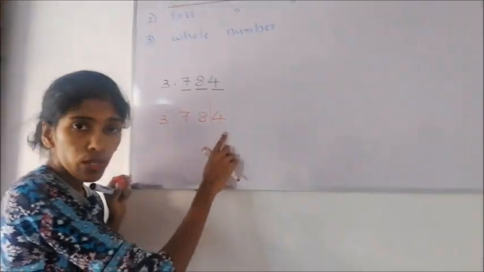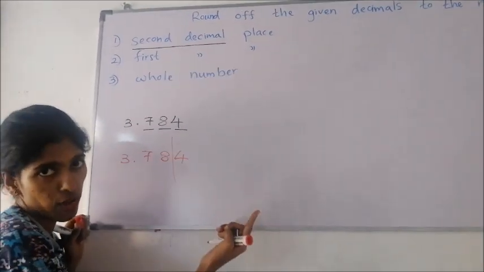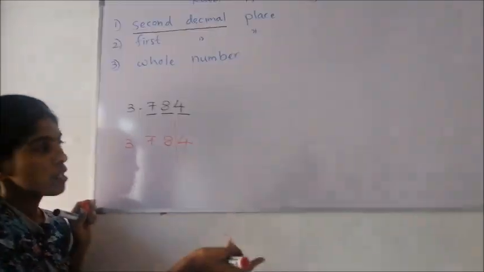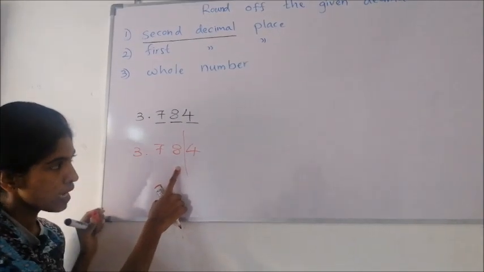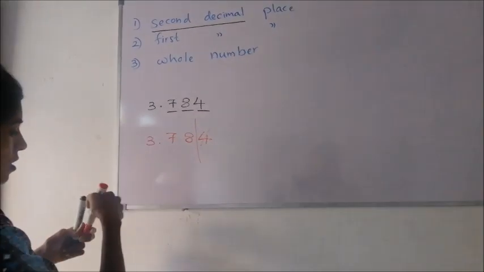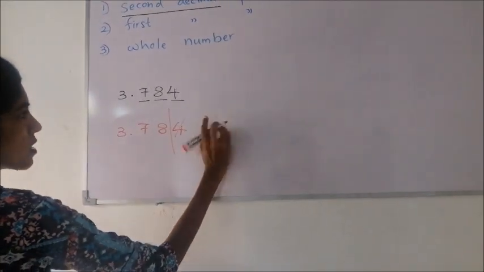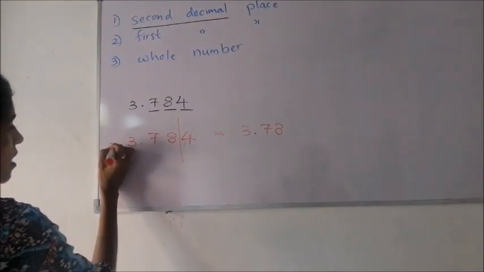If this removing number is 5 or greater than 5, you cannot just remove it. When you remove it, you need to add 1 to this side. Normal addition, 1 should be added here, right? So here just 4 we are removing, so there is no change happening here. So we can write it as 3.78. See, this is the answer for the first one.